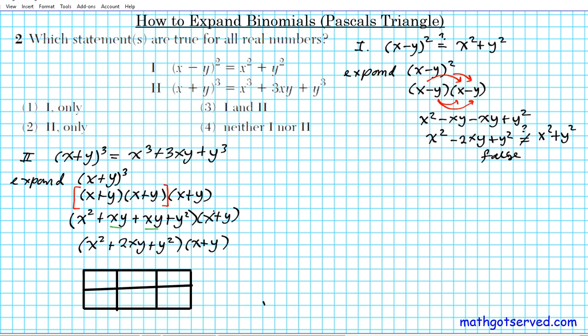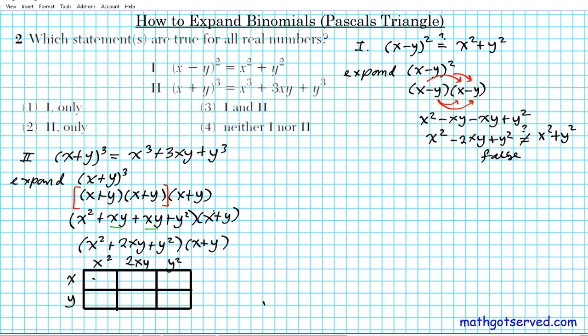Okay, so we're going to put the first factor on the top. So x squared, this is the x squared column, 2xy, this is the 2xy column, and then this is y squared. They're all positive, so don't put the sign. And then x plus y, just put an x here, and then positive y down here. Now let's multiply.